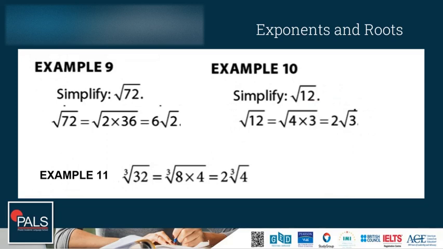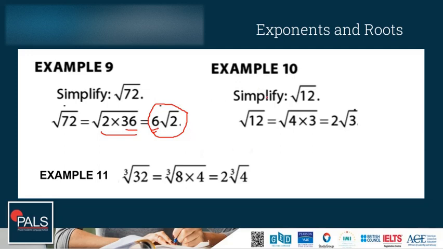Example number 9. Simplify square root of 72. Square root of 72 is not a perfect square, but we can simplify it. To simplify it, what will you do? You need to look for the factors of 72, one of which is a perfect square. So 36 is a perfect square, because the factors of 72 could be 36 times 2. And the square root of 36 is 6. Then square root of 2 doesn't have a whole number answer. So the simplified form is 6 square root of 2.